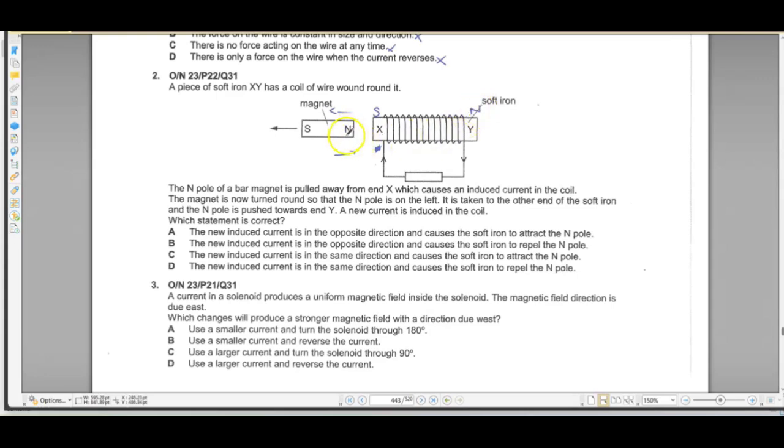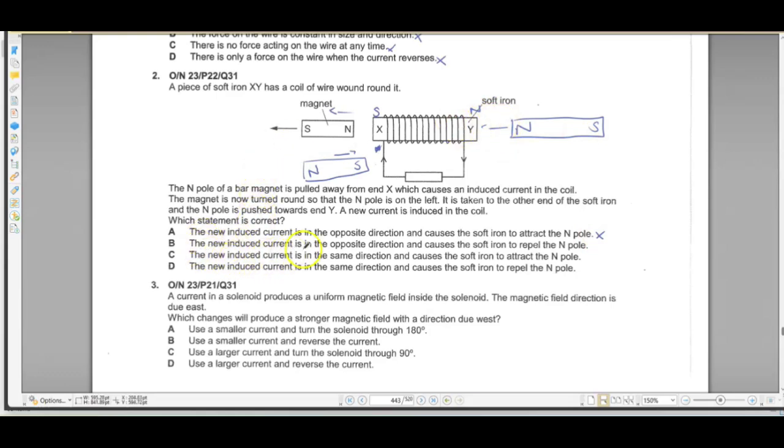Now they are saying that the magnet is now turned around. North was here and south was here, so that the north pole is on the left. It is taken to the other end of the soft iron, and the north pole is pushed towards end Y. So north pole is being pushed towards this side. So a new current is induced in the coil. Which statement? The new induced current is in the opposite direction, causes the soft iron to attract north pole. Now the north pole can't be attracted. This is going to be repelled.